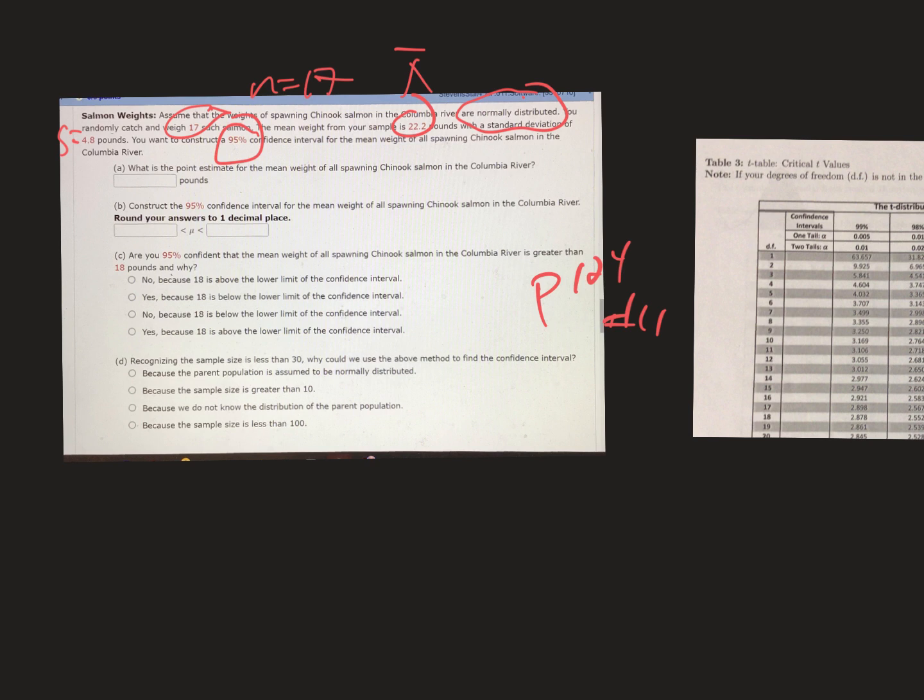So this is a quantitative variable, but I don't know the population standard deviation. I've only got a sample size of 17. However, they're telling me the population of Chinook salmon is normally distributed, so we're good to go with a t interval. So how do we do that? The point estimate is the sample mean, which they gave us, 22.2.